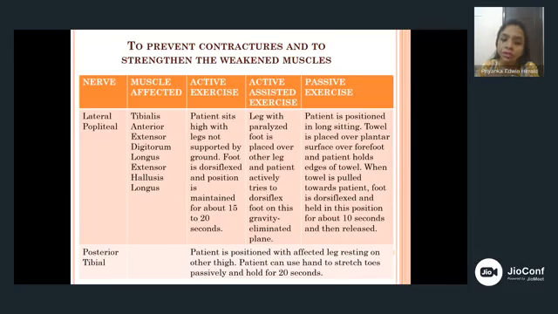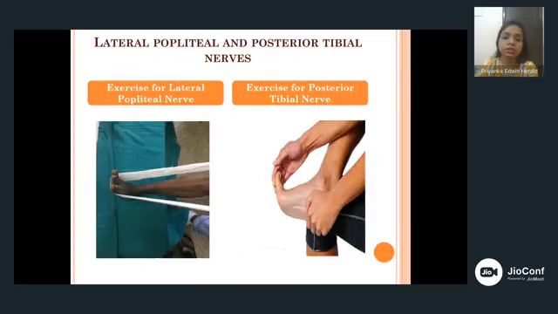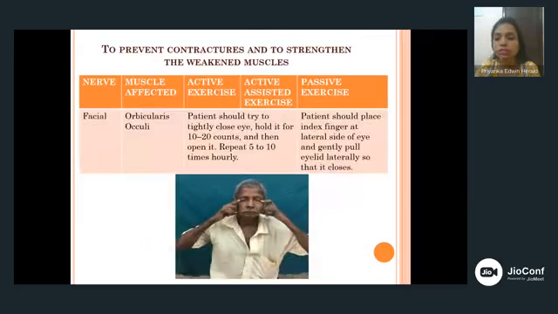For the posterior tibial nerve, the patient is positioned with the affected leg resting on the other thigh, and the patient can use their hands to stretch the toes. You can see both exercises in this picture. The first picture is for exercises of the lateral popliteal nerve, and the second is the exercise for the posterior tibial nerve. So these are the major exercises for the upper limb and lower limb muscles.